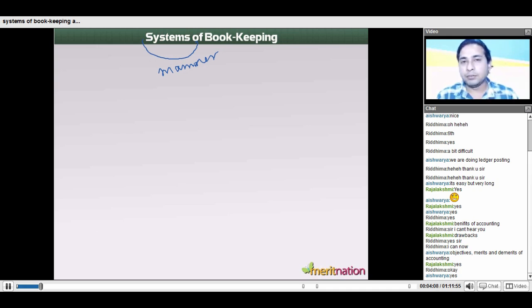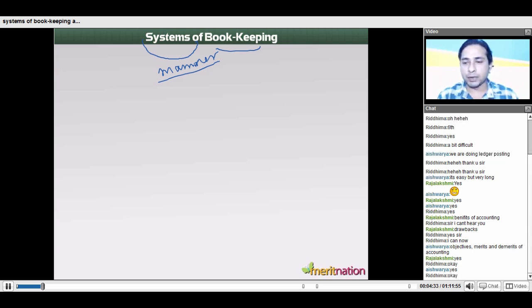The manner in which we maintain books, because we know the meaning of bookkeeping. Books means the books of account, and keeping means how we keep a record of it. So the manner in which we keep the records of accounting in the books of account is regarded as the system of bookkeeping. Let me repeat it again. The manner in which we record the financial items in the books of account is regarded as the system of bookkeeping. Is it fine? The manner is what I am talking about.